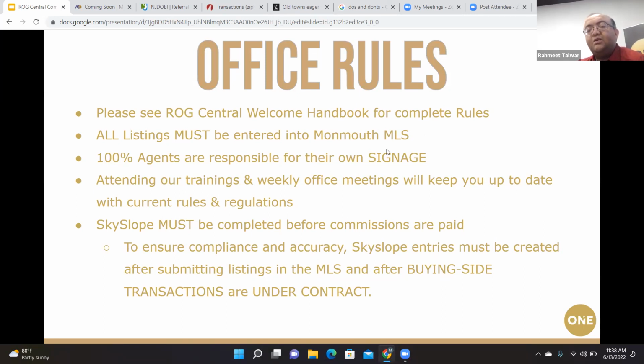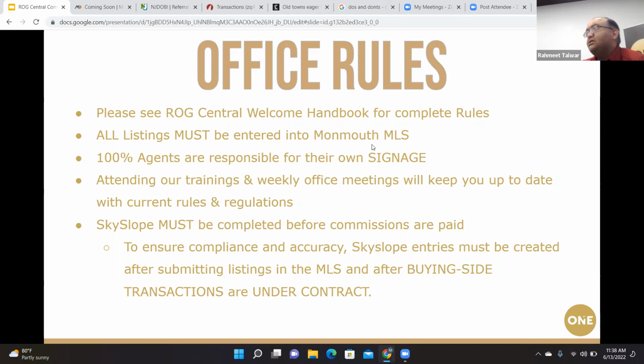Going back to the MLS, we strongly encourage, if you have the MLS system, every listing should be in Monmouth MLS. This is good for the office. It's good for your exposure as well for the listing, because we have a lot of people looking in North Jersey and, especially, investment properties. It doesn't really matter where it's located. So if you have a listing in, let's say, Somerset County or Hudson County, Bergen County, put it into Monmouth MLS. There's no charge.